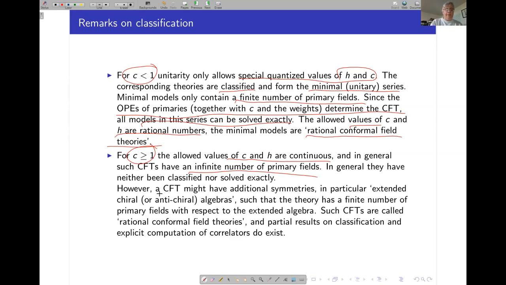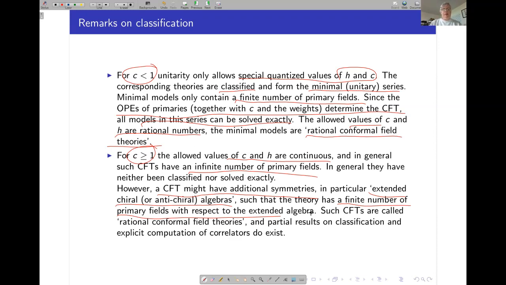However, it often happens that CFTs have additional symmetries. In particular, there can be so-called extended chiral algebras. This is an algebra existing either in the holomorphic or in the anti-holomorphic sector, when it is then called antichiral, which extends the Virasoro algebra. And then with respect to the full algebra, Virasoro times this extra algebra, it might happen that we have a finite number of primary fields with respect to the extended algebra. And then it's again enough to compute finitely many correlation functions to determine the theory completely.